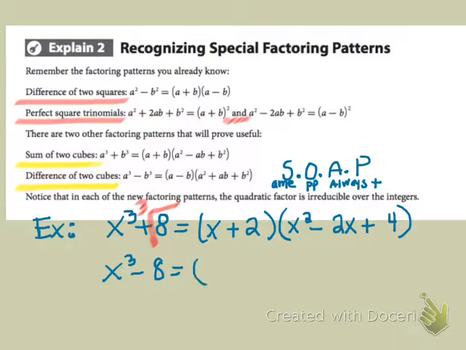So let's try the next one, x cubed minus 8. The only thing that's going to change here is the signs, because when we cube root x cubed and we cube root 8, first of all, we're still going to get a binomial and a trinomial. And when I cube root the x cubed and the 8, I'm still going to get x and 2.